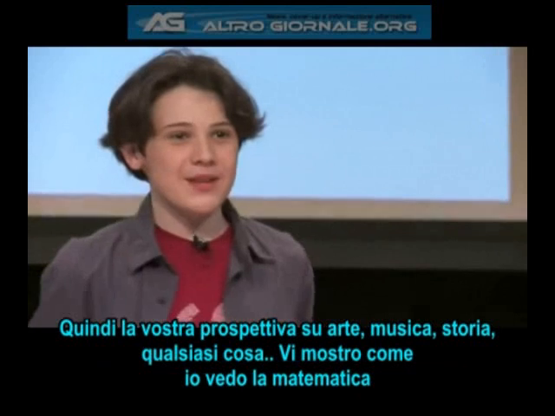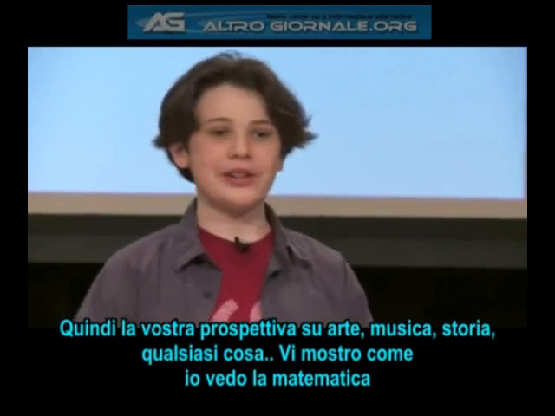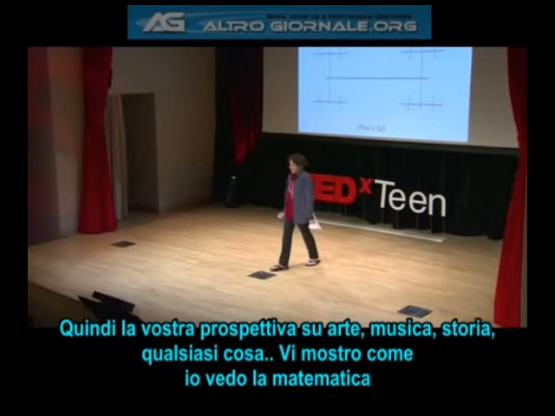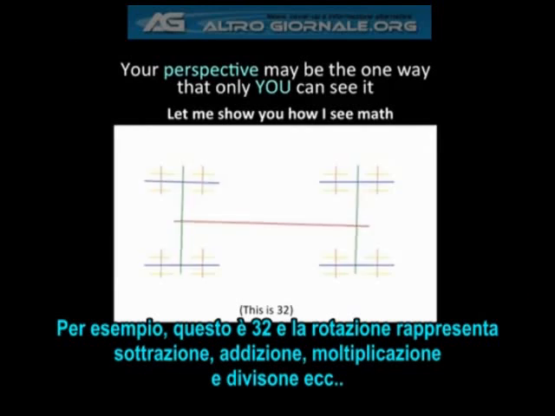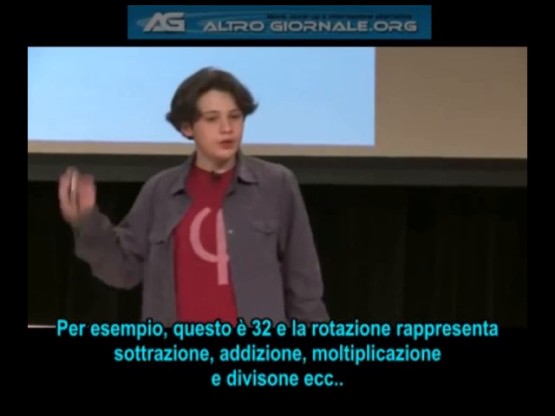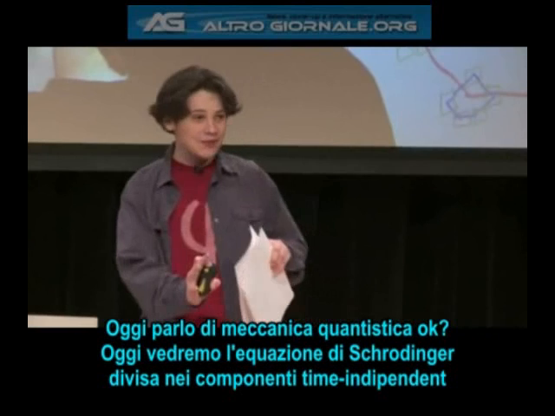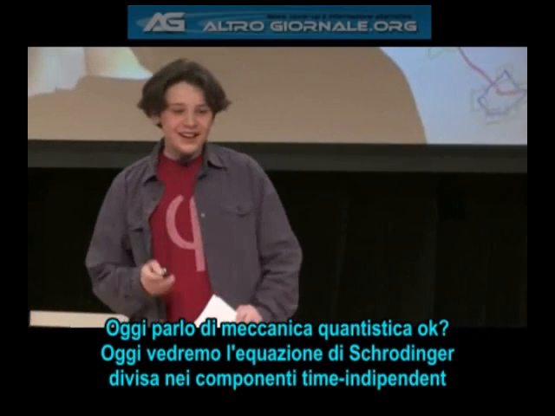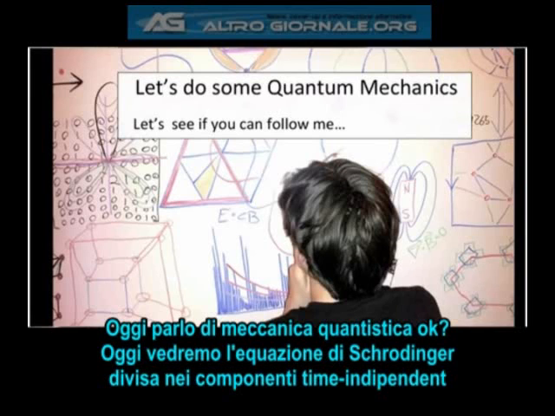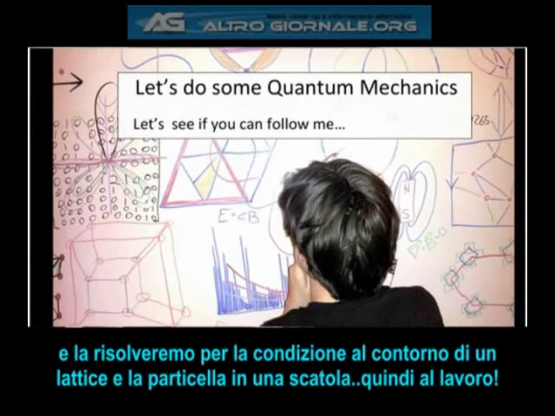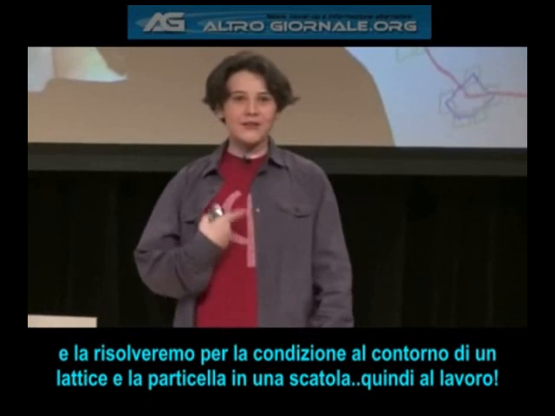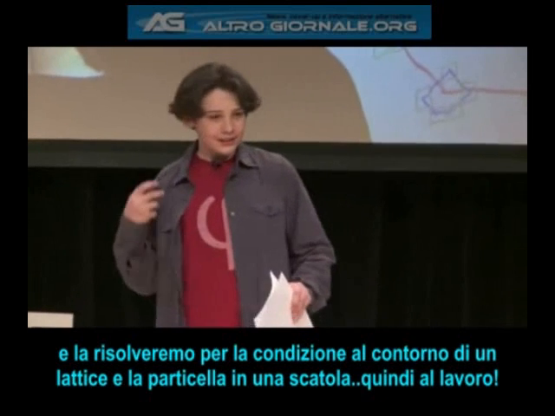So your perspective might be the only way you can see art or history or music or whatever. So let me show you one of the ways in which I can see math. So, for example, that's 32, and the rotations represent addition, subtraction, division, multiplication, etc. So today, my main reason of coming out here is to do some quantum mechanics. Okay? So today what we're going to do is we're going to do the Schrodinger equation, split it into a time-dependent and a time-independent component, and we're going to solve it for the boundary conditions of a lattice and a particle in a box. So let's get to work.